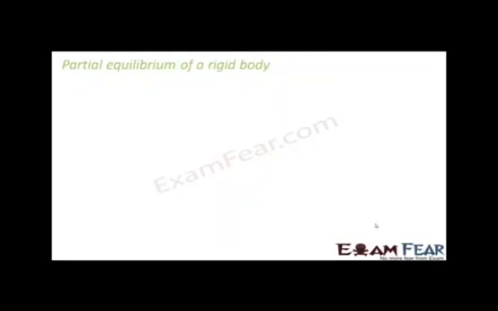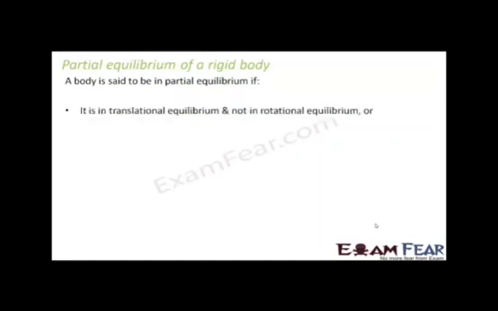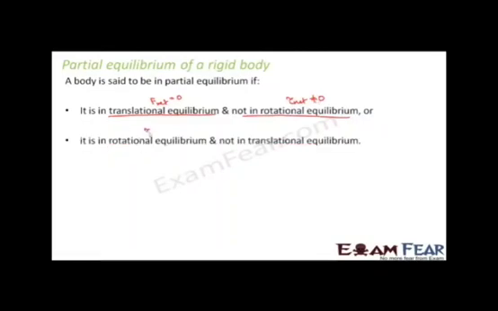Now let us see partial equilibrium of a rigid body. Partial means something which is not complete, so the rigid body is not completely in equilibrium, but partially in equilibrium. A body is said to be in partial equilibrium if it is in translational equilibrium and not in rotational equilibrium. Translational equilibrium means the net force is 0, and not being in rotational equilibrium means the net torque is not equal to 0. So in this case total force is 0 but total torque is not equal to 0. In the other case, it is in rotational equilibrium and not in translational equilibrium, so the total torque is equal to 0 and the total force is not equal to 0.